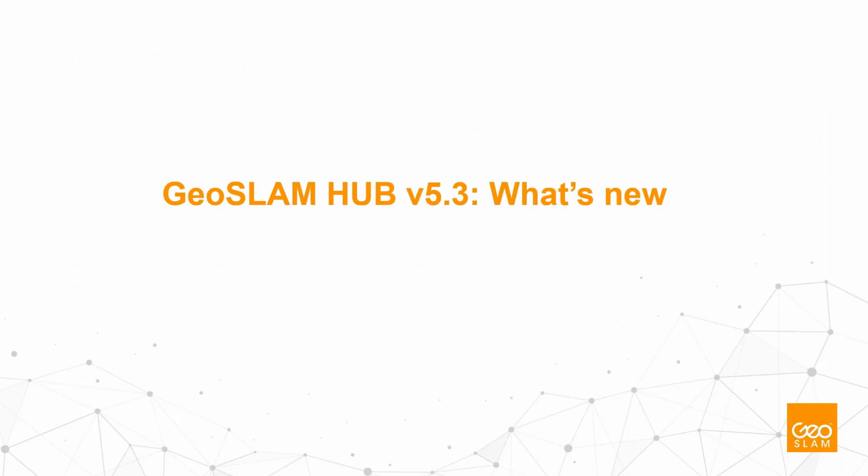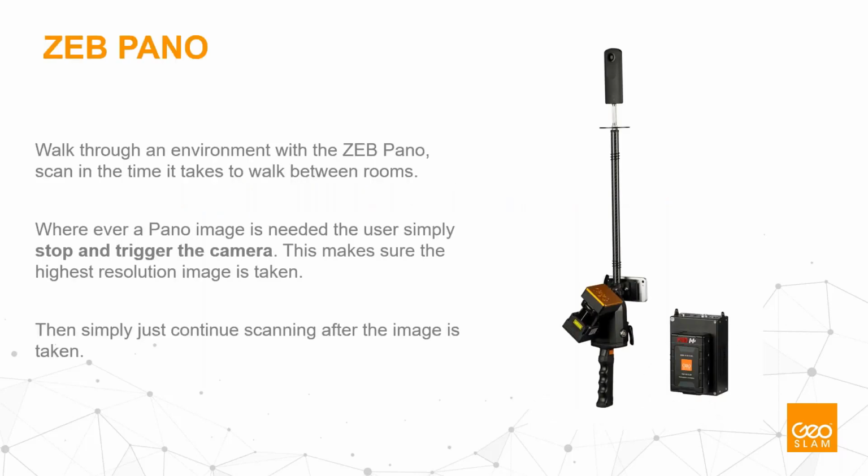Okay, so the next section, what's new in 5.3? So useful for absolutely everyone here. So one thing that is new, and I've already touched on, is the ZEB Pano Workflow. So for those of you that don't know the ZEB Pano, the ZEB Pano is an additional accessory. Here it is with the ZEB Revo RT device. And we essentially mount a carbon fiber pole to the back of the scanner, and then use a 360 camera in order to capture the pano imagery.